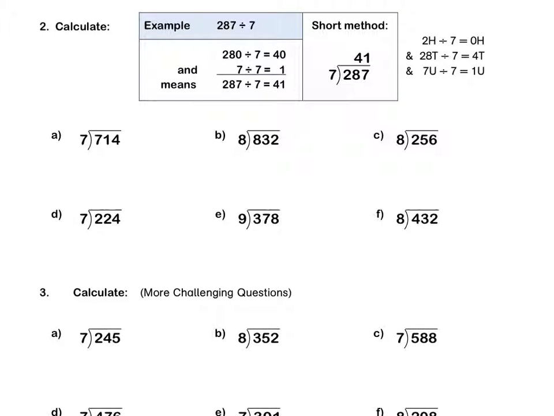Question 2. 7 can't fit into 2. 7 fits into 28 4 times, and 7 fits into 7 once. Look at B. 8 fits into 8 once. 8 can't fit into 3, so we write a 0. And 8 fits into 32 4 times. Press pause to complete question 2.